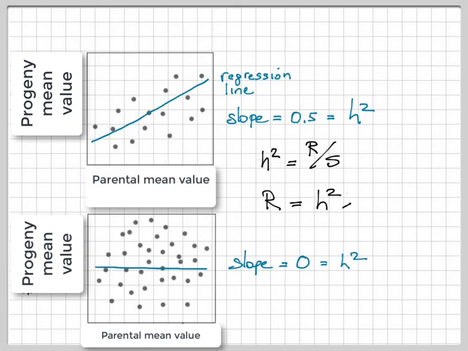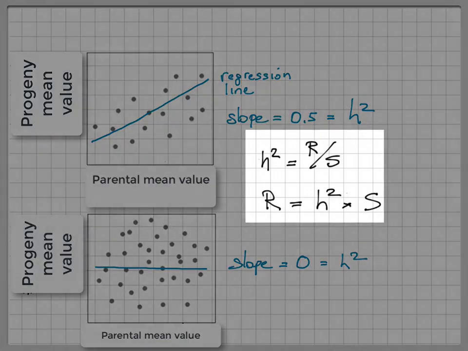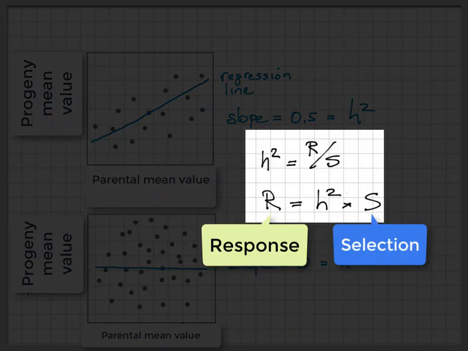In summary, we can derive narrow sense heritability by comparing the phenotype of parents and progeny in a genetically variable population. Importantly, once we know narrow sense heritability, we can calculate the expected response from a given selection differential.